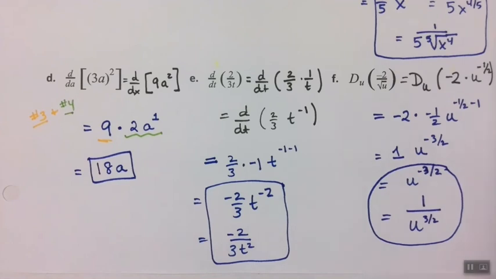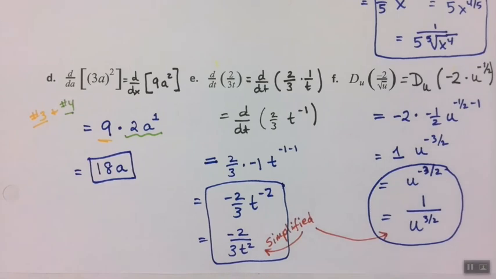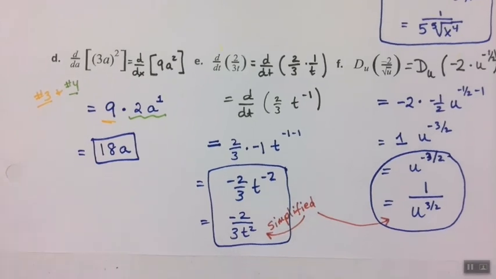Well, unless they technically ask for simplification. Technically, the negative powers are not simplified, so if they want it simplified, they actually want the bottom version right here. So this is the simplified version. Negative powers are technically a no-no in simplification.